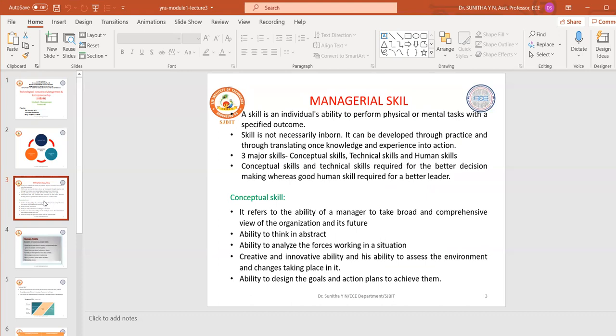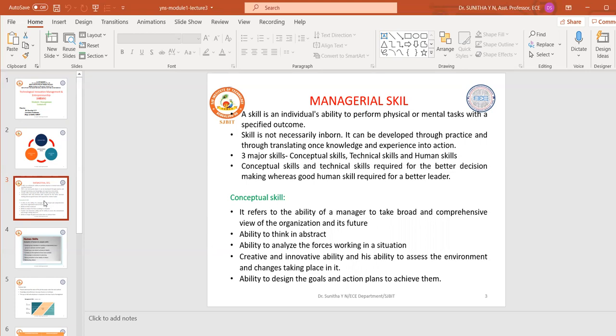3 major skills, as we have discussed in the previous slide: conceptual skill, technical skill, and human skill. Conceptual skill and technical skill are required for better decision making, whereas good human skill is required for a better leader. What is conceptual skill? Conceptual skill refers to the ability of a manager to take a broad and comprehensive view of the organization and its future.